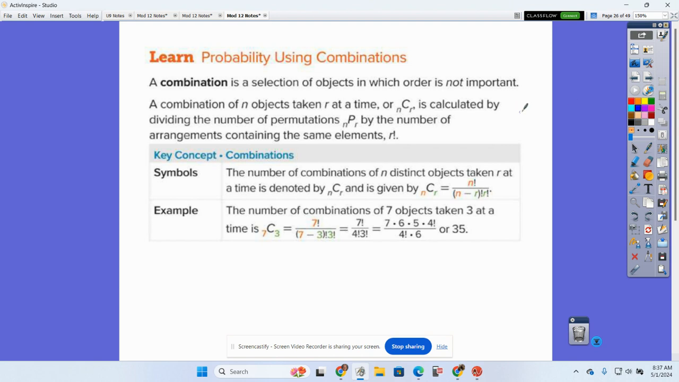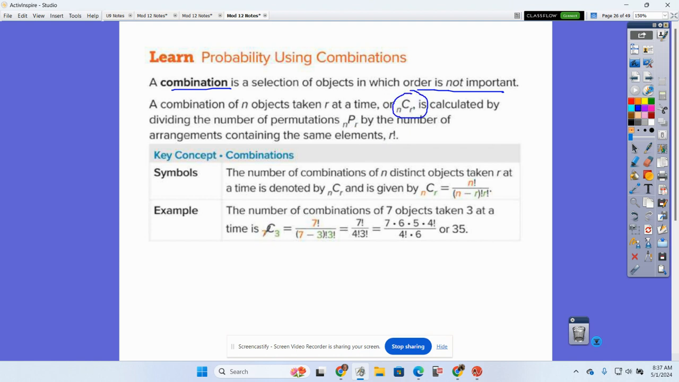Okay, so permutations we had. Now combinations is a selection of objects in which order is not important. So we have to remember those 2 different ideas there. A combination of n objects taken r at a time is nCr, very similar to nPr. We can do this on our calculator.